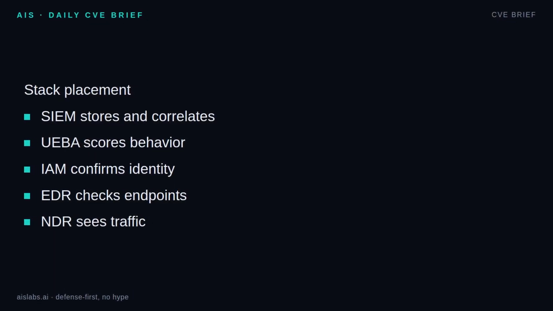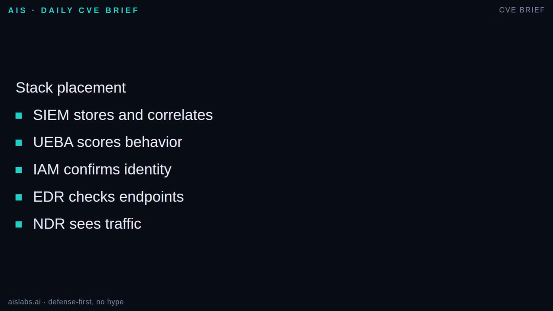Think of UEBA as the behavior layer across the defensive stack. The SIEM collects and correlates events. UEBA adds baselines and risk scores around entities. IAM tells you what an account is allowed to do and whether access changed. EDR shows what happened on an endpoint or server. Network detection shows communication patterns between systems. Asset inventory tells you what the entity is and who owns it. The best workflows cross-reference all of these. A UEBA alert on a service account should pull identity permissions, recent changes, source device health, destination server role, and network flow history into one investigation view.